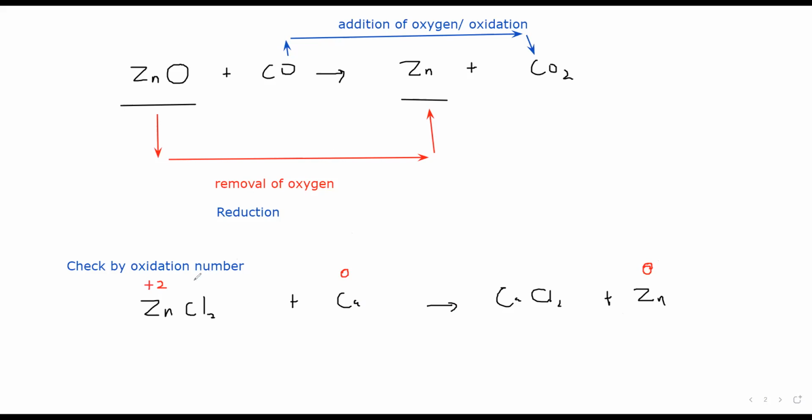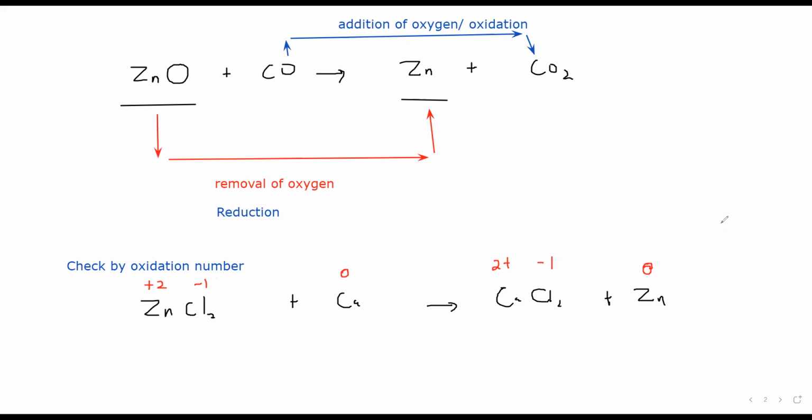Chlorine is group 7. So what will be the oxidation number of chlorine? So it will be -1. Calcium, what will be the oxidation number of calcium? A group 2 element? +2 or 2 plus? And what about chlorine? Oxidation number, it will be -1. Because group 7, so using a group number, you can identify their oxidation number.